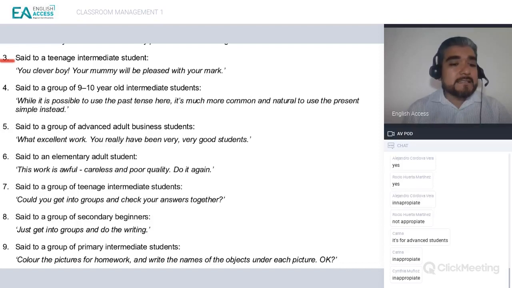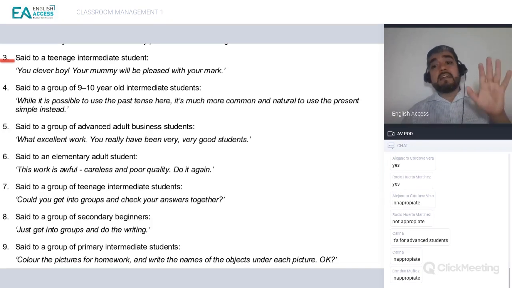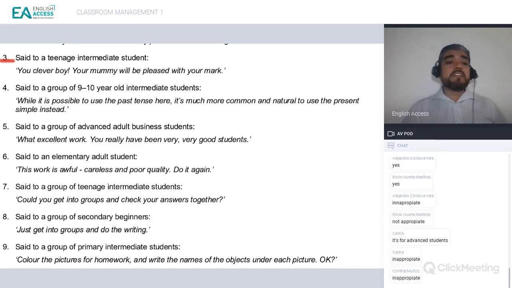Number 5 says, set to a group of advanced adults, business students. Business. So this means that it's not any type of adult. They are training to talk to customers, to give presentations. And the teacher says, "What excellent work. You really have been very, very good students."